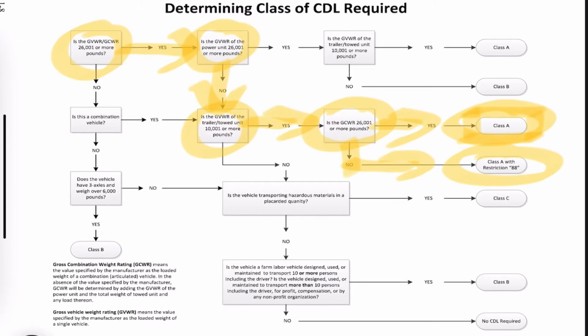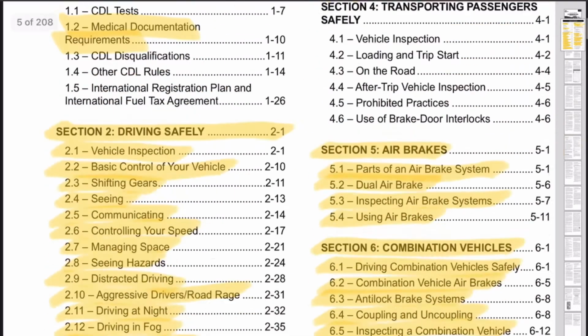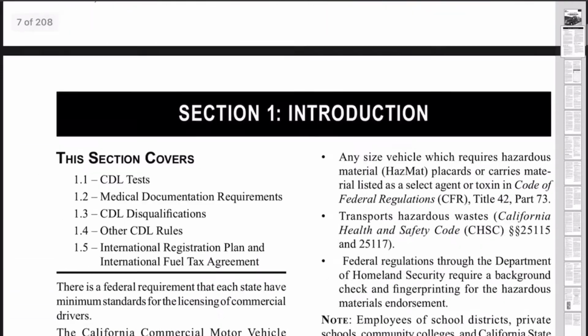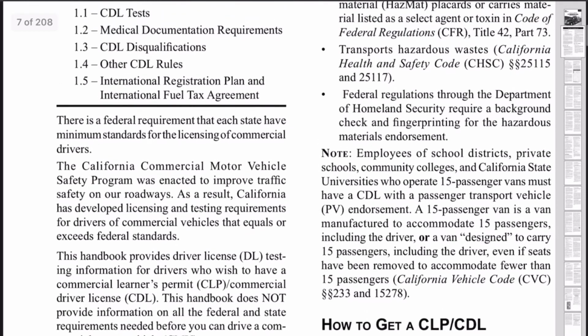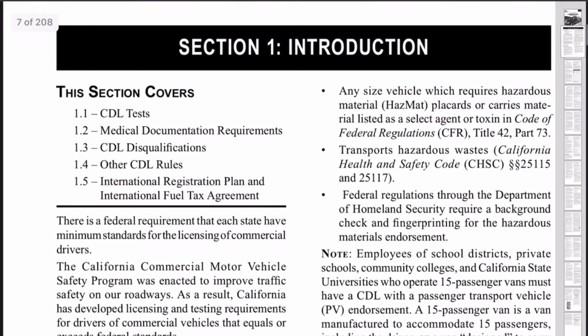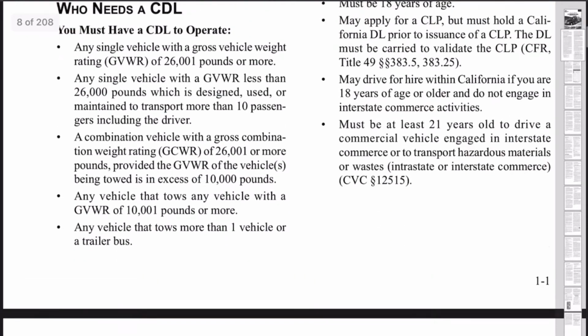All right, now let's move on to the table of contents again. I forgot to mention or highlight this, 1.2 medical documentation requirements. This is very important if you're taking your written tests for your CLP, your commercial learning permit. You need to have your medical documentation, your medical certificate, in order to get your CLP, your commercial learning permit.